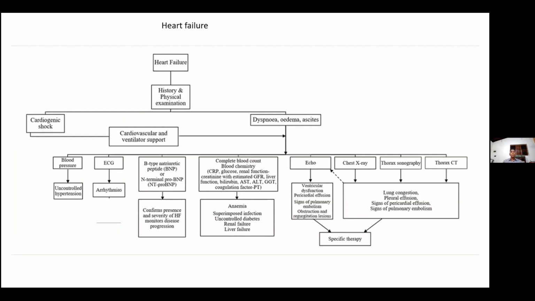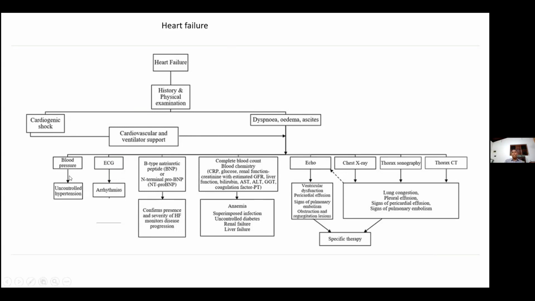So this is the summary. Patient is coming with heart failure. You take the history, physical examination, and the past medical records, and then you decide whether this patient is in cardiogenic shock, and then you manage the emergency at that point. Or the patient is just having edema, ascites, and dyspnea without evidence of shock, and then you manage as routine care.